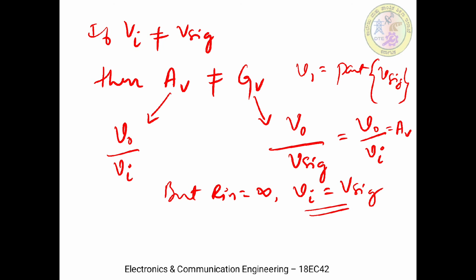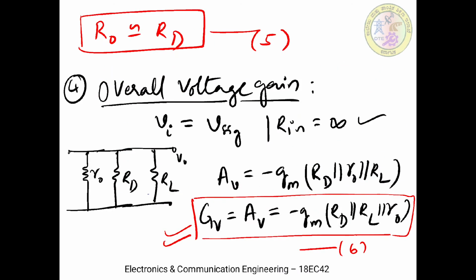Okay, so that's why in the previous slide we have written that whenever RL is connected in parallel with the RD at the output terminal, we can find the overall voltage gain, same as the voltage gain AV, which is equal to minus GM into RD parallel with RL parallel with R naught. So these are some of the important results concerned with the common source amplifier.